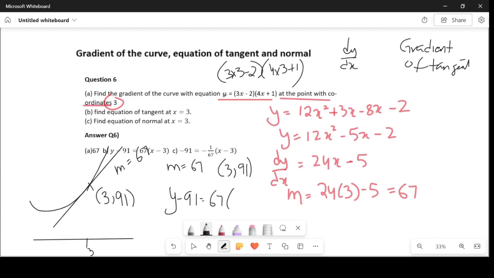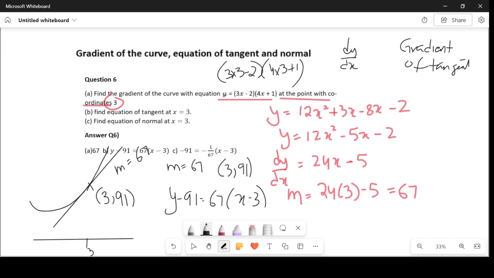Unless the question says use y equals mx plus c, I recommend you try to wrap up each question as early as possible. So this is a better formula. All right, so we need to find the equation of the tangent, and part C says find the equation of the normal.